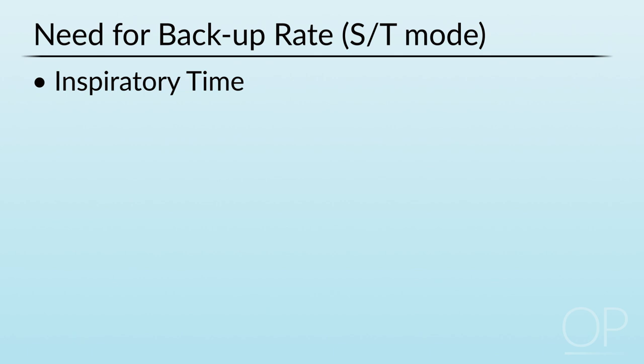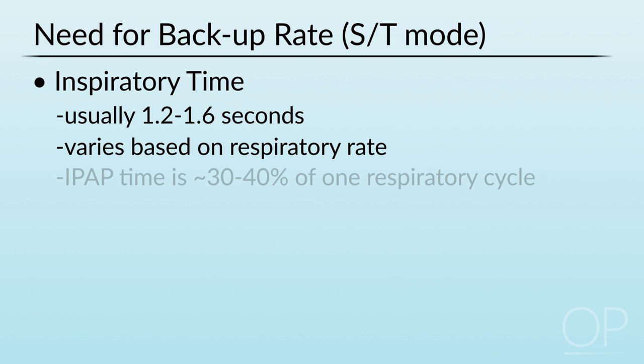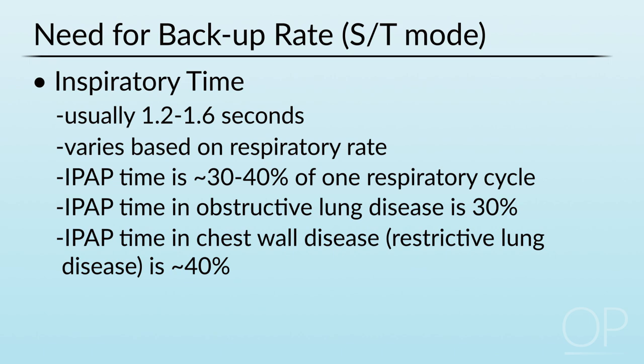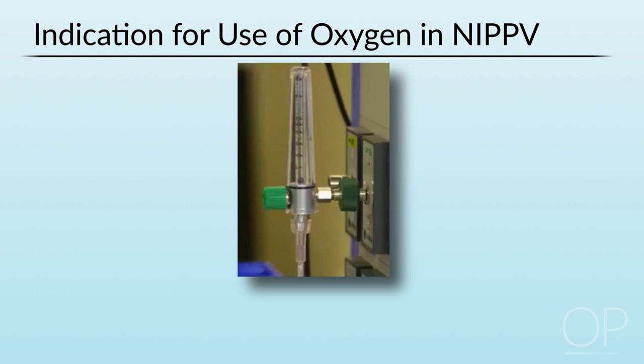Inspiratory time, we typically keep between 1.2 to 1.6 seconds. Depending on the respiratory rate you choose, the inspiratory time can vary. So the percentage of IPAP time is about 30 to 40%: 30% of IPAP time in obstructive lung disease and 40% of the IPAP time for inspiratory time in chest wall diseases. So next, we're going to talk about the indication of use of oxygen during non-invasive positive pressure ventilation.